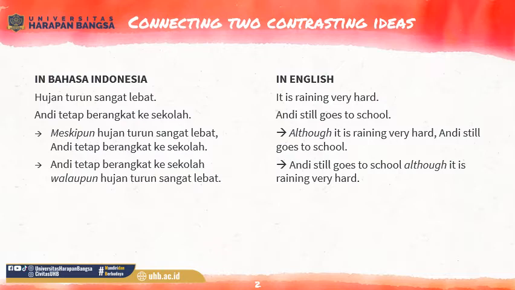Jadi intinya yang kita bahas di pertemuan kali ini adalah bagaimana caranya kita menghubungkan dua ide yang berlawanan menjadi satu dalam sebuah kalimat. Nah, caranya bagaimana? Caranya adalah dengan menggunakan connector atau kata hubung. Nah, dalam bahasa Indonesia, kata hubung yang dipakai untuk menunjukkan ide yang berlawanan adalah meskipun atau walaupun.